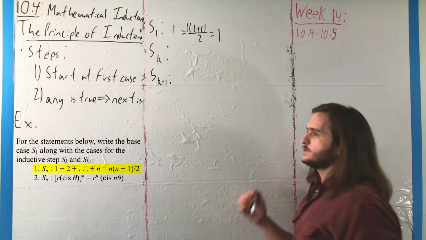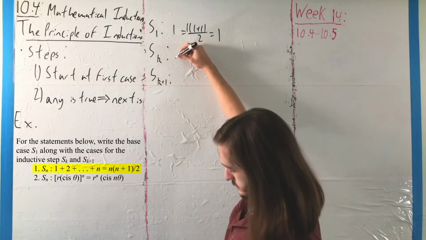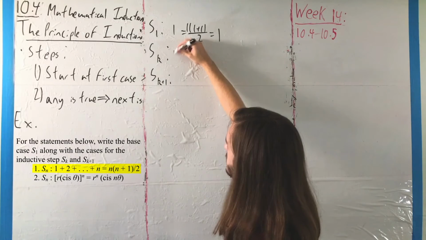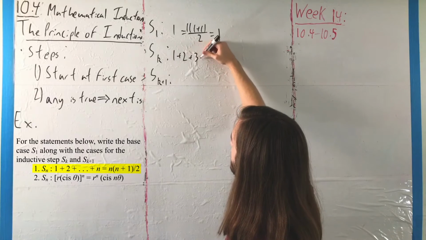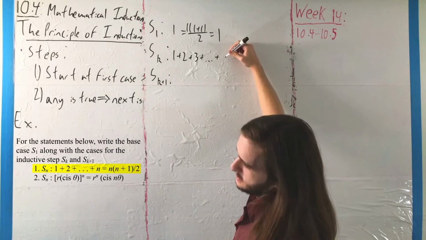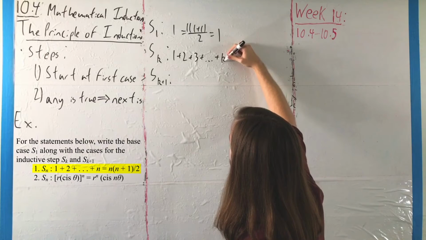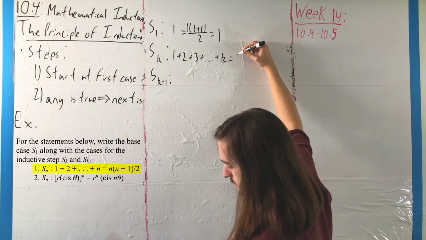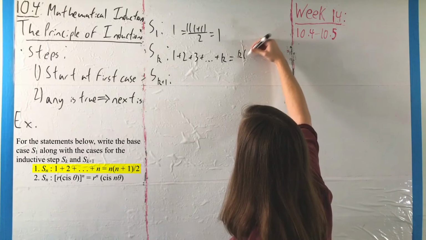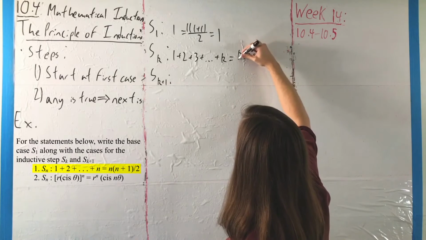Similarly, when we're looking at n equals k, well, we're going to plug in k. So we go 1, 2, 3, and then I'm going to skip some of these in here because we don't know how big k is. K is just a stand-in. All the way up to k, where we're saying that, based on our statement, is equal to k times k plus 1 over 2.